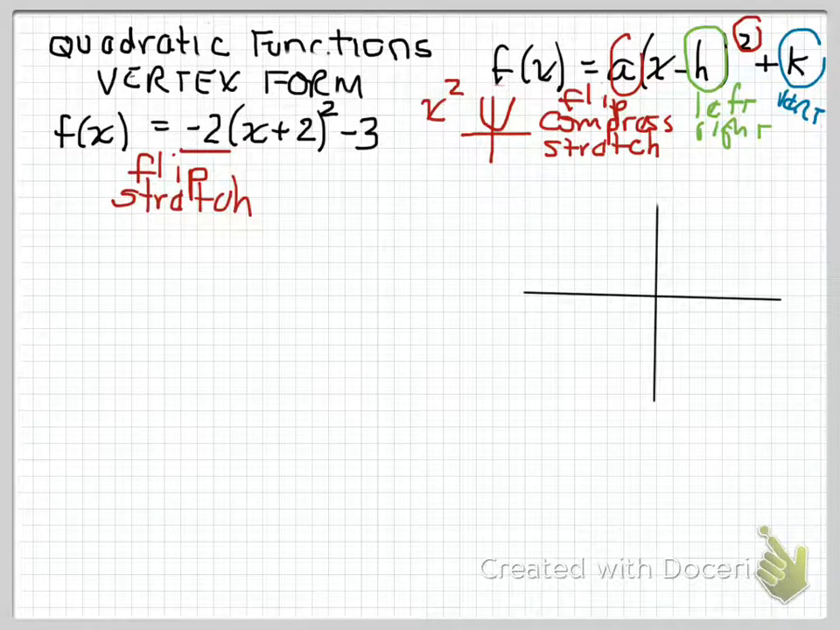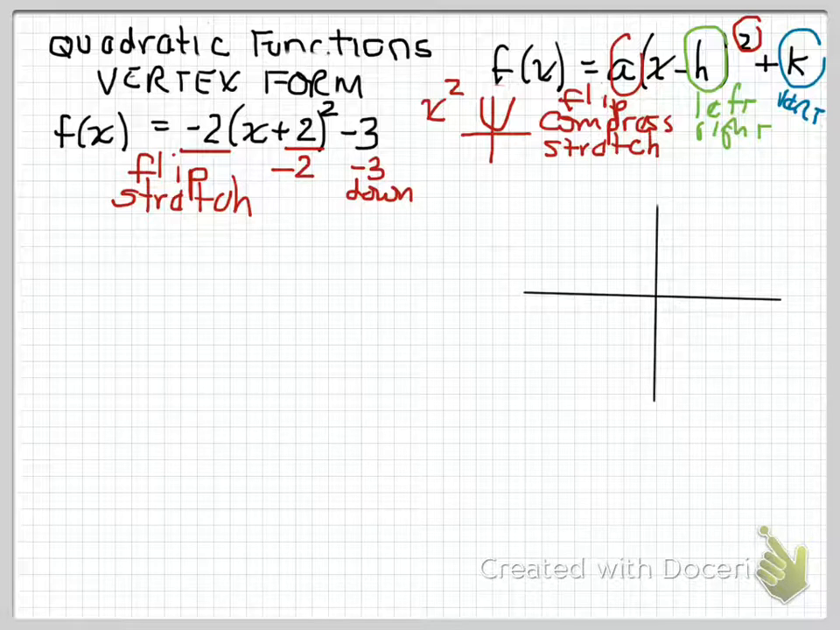Now we look for h, and h, remember, is the opposite sign here. So h is actually a -2, which means we're going to shift our 0 point to the left by 2 units. And finally, k is a -3, which means we're going to go down by 3 units.